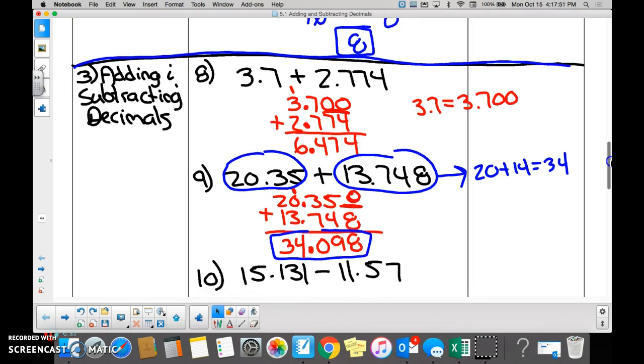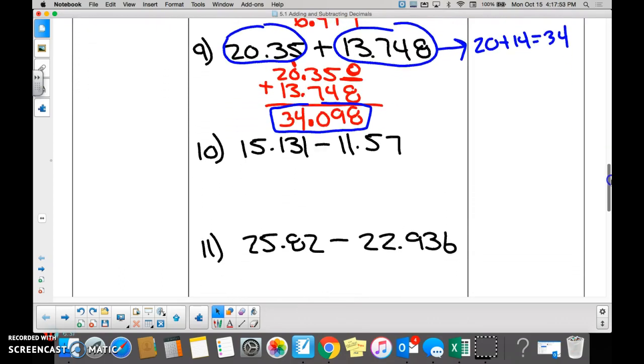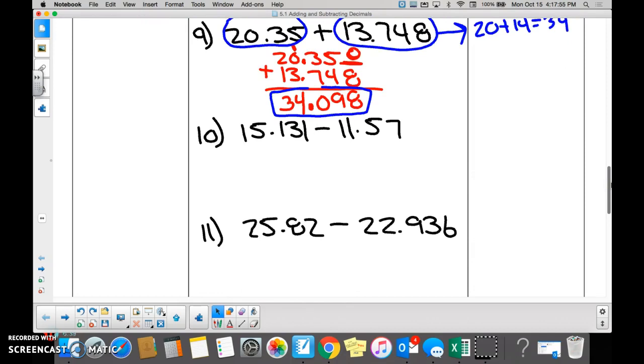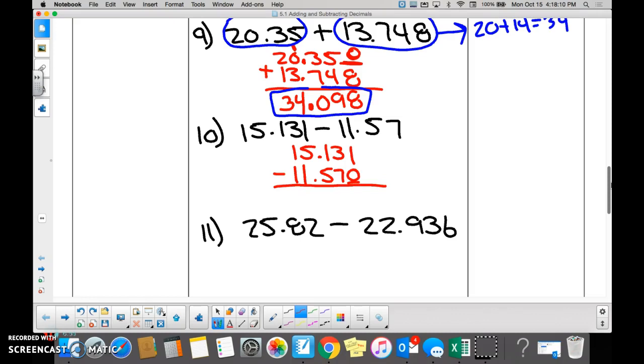Subtraction is really no different than addition. The same thing, you must line up the decimal points. So I'm going to take my 15 and 131 thousandths, and now I'm going to subtract my 11 and 57 hundredths. Again, I have a blank here, so I can just insert a 0, because 11 and 57 hundredths is the exact same thing as 11 and 570 thousandths. And then I'm going to go ahead and do my math.